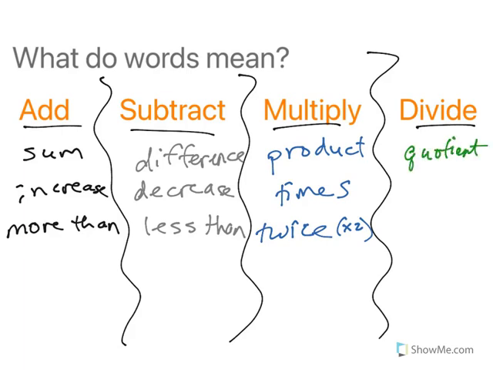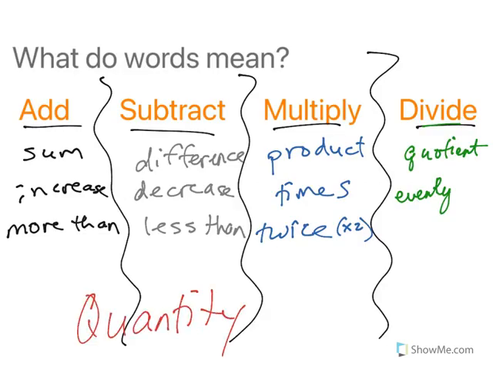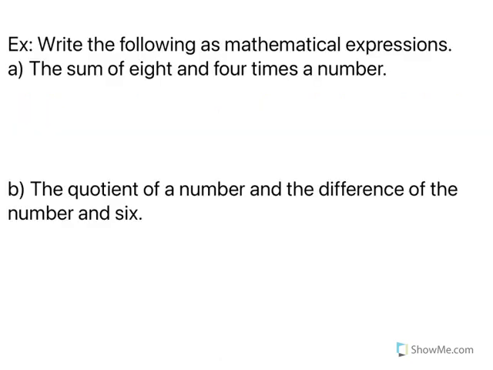Quotient is the big one. Or they might just use the word divide or spread evenly, right? If you're spreading something evenly out, you are dividing amongst who's there. Okay, so let's use those and let's go from there. Oh, wait, one more thing I want to talk about. The word quantity. If they tell you a quantity, that means we are putting things in parentheses. All right, knowing that, let's go ahead and jump in.